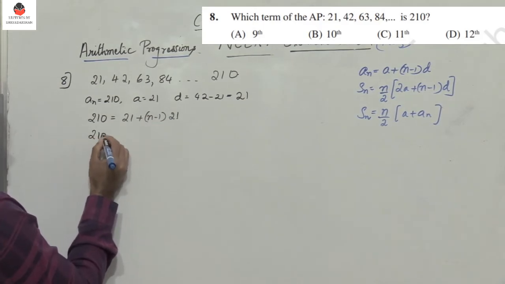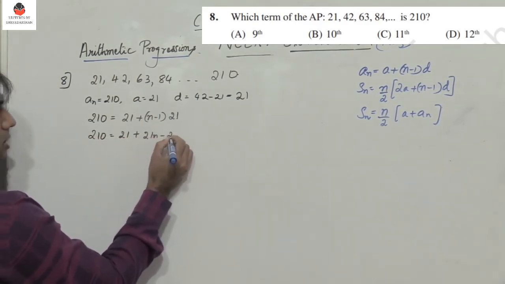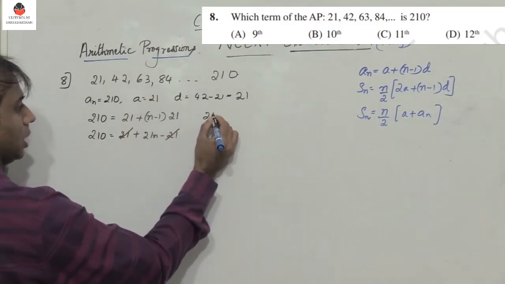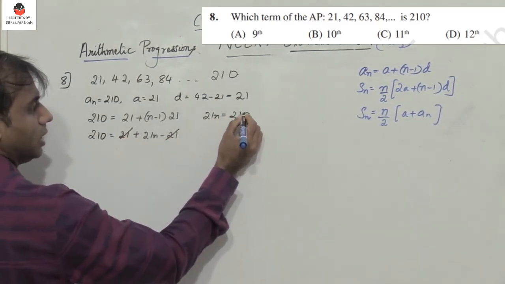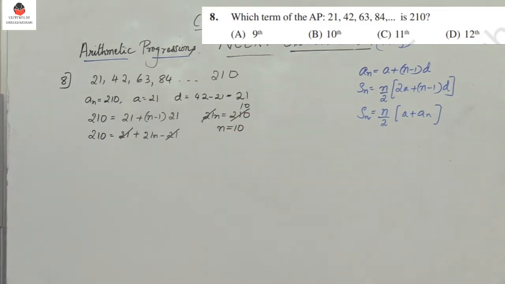So 210 equals 21 plus 21N minus 21. So 21 gets cancelled, and 21N equals 210. So N equals 10. Very easy problem. So you find that the option is B.